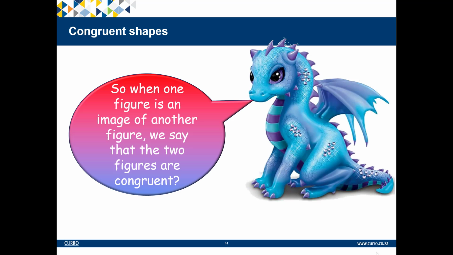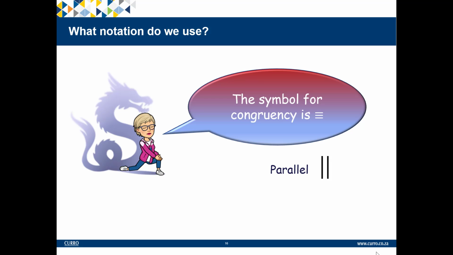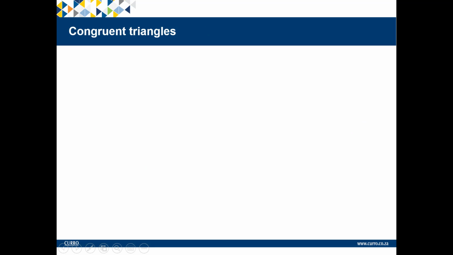So when one figure is an image of another figure, we say that the two figures are congruent? Absolutely. What notation do we use to show congruency? The symbol for congruency is three horizontal lines. Don't get confused with the symbol for parallel lines.